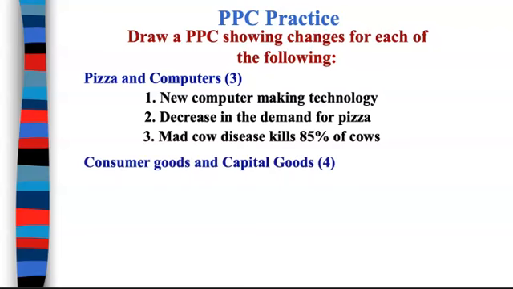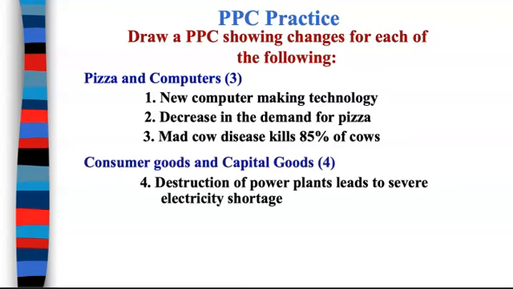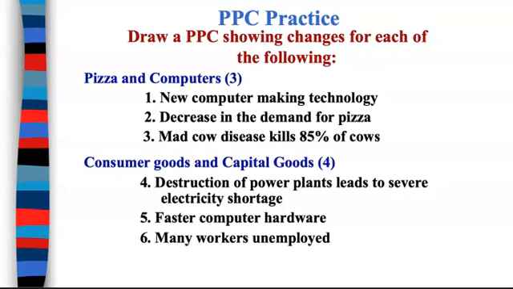Then, for consumer goods and capital goods, the destruction of power plants leads to severe electricity shortages, faster computer hardware, many workers unemployed, and significant increases to education. Go ahead, pause the video, draw those out, and then we'll go through the answers in just a second. All right, we're back. Let's see how you guys did.